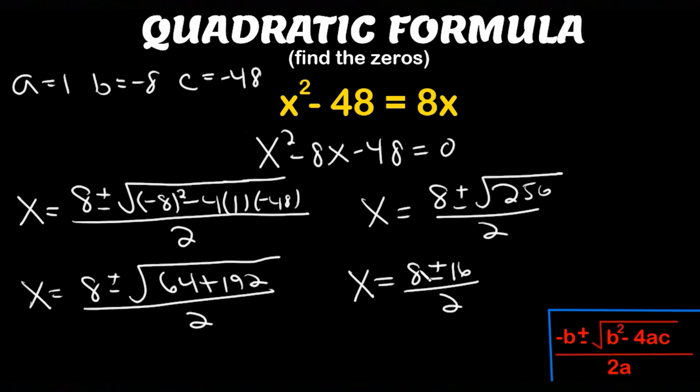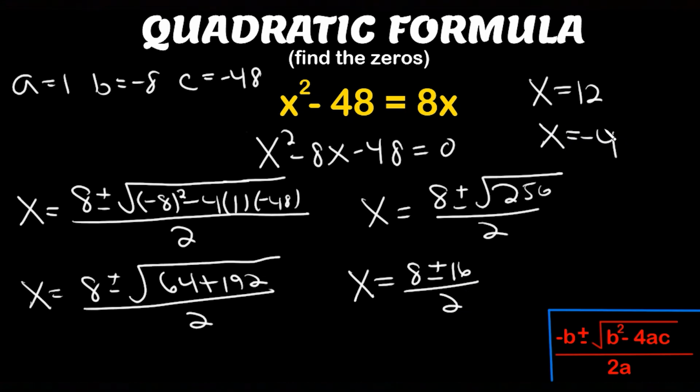So I have to do 8 plus 16. That is going to give me 24. And then 24 divided by 2, I get 12. So x is equal to 12. Okay. And then the other part, I have to do 8 minus 16. That gives me negative 8. Negative 8 divided by 2, I get negative 4. So x is equal to negative 4.